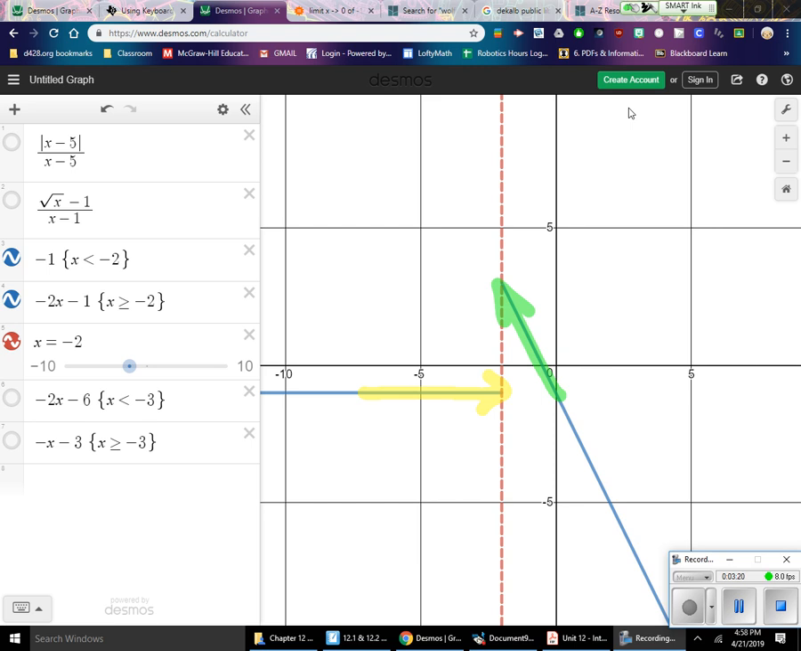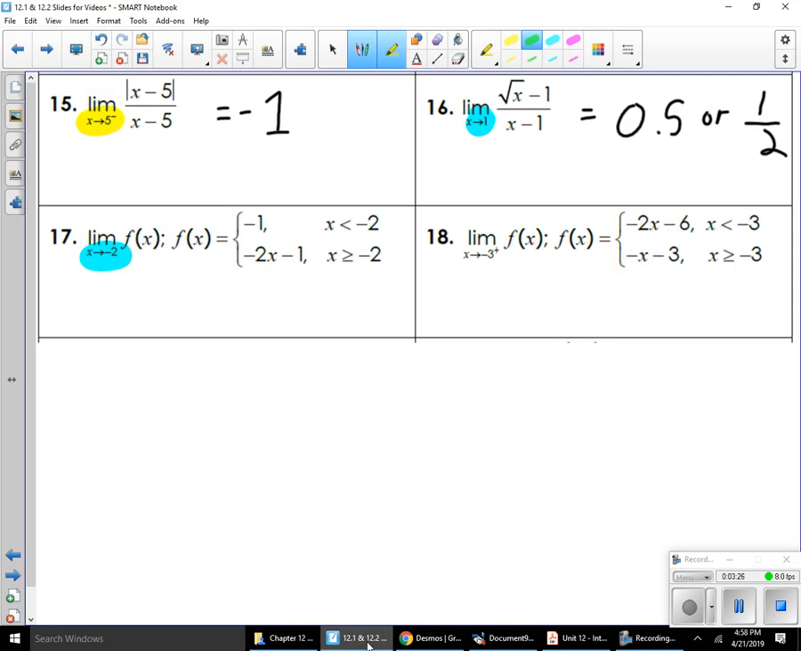They didn't ask us what the left and the right are, so I don't even care what their values are. All I care about is that they are not equal. So 17 is an example of a limit that does not exist.